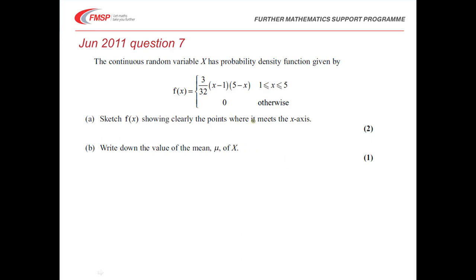So we're asked to sketch f of x. Okay, we're asked to sketch this probability density function. Now looking at it, you need to realize something. You need to realize that it's a negative quadratic. Okay, we know that because we've got x times minus x, and also it's nicely factorized for us, and that really does make life very, very nice indeed.